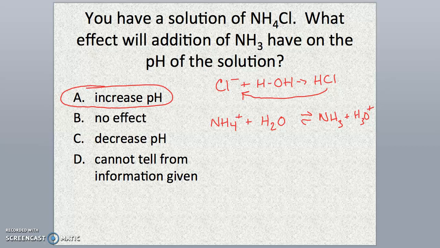The ammonium ion will react with water to produce the conjugate base ammonia and the hydronium ion. Adding conjugate base will force the equilibrium to shift to the left, using additional hydronium ion and raising the pH. Answer A is correct.